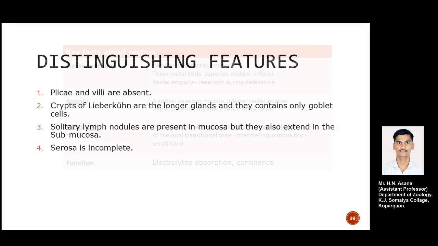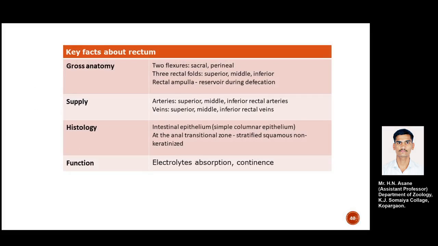So the key facts about the rectum. In gross anatomy, it is divided into two flexures, the sacral region and the perineal region. There are rectal folds, the superior, middle, and inferior. The rectal ampulla region acts as a reservoir during defecation. It stores the feces for some period of time, and that is defecated out through the anal opening.